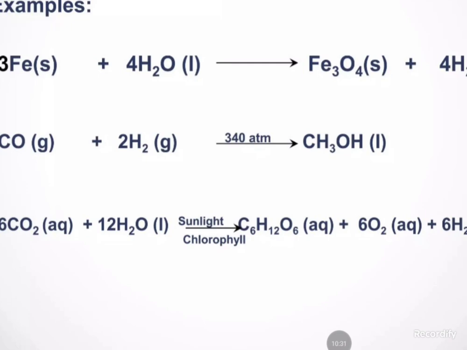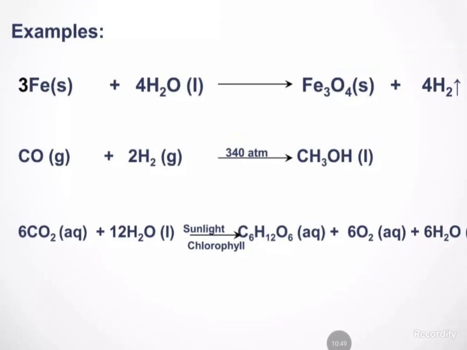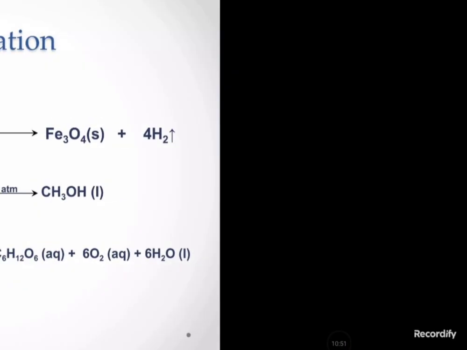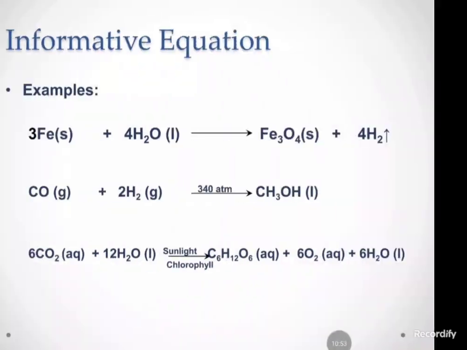the third equation, 6CO2 plus 12H2O giving rise to glucose, oxygen and water. See here, sunlight and chlorophyll are represented above the arrow mark or below the arrow mark. This is called gives rise to. This arrow mark points towards the products. So this is the information about these symbols.